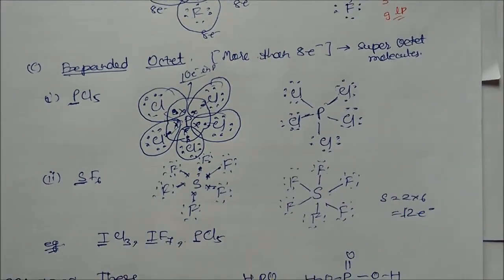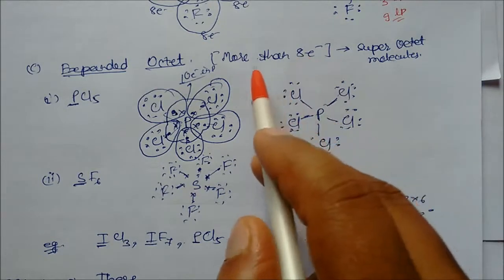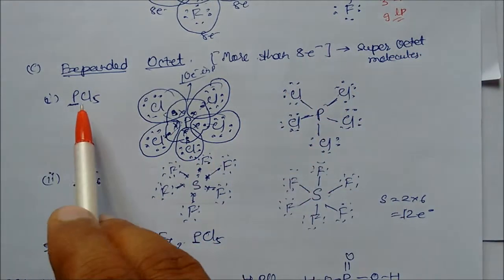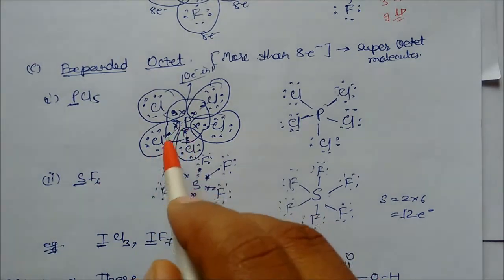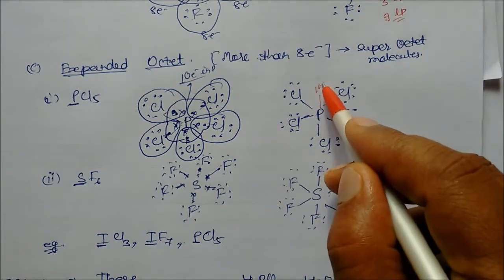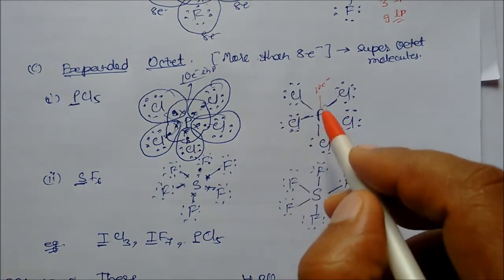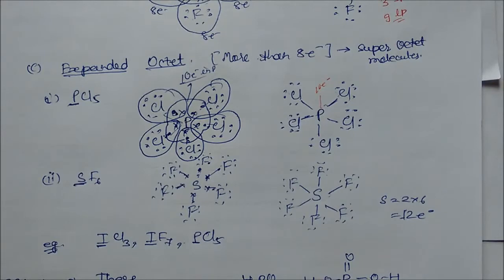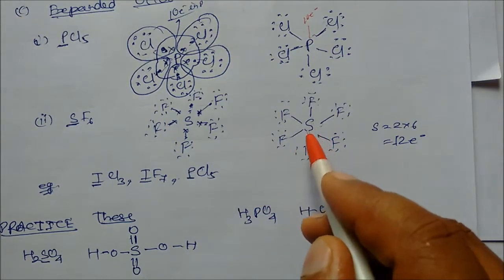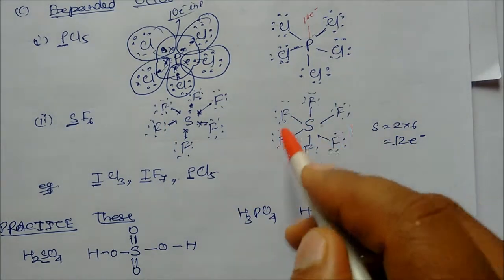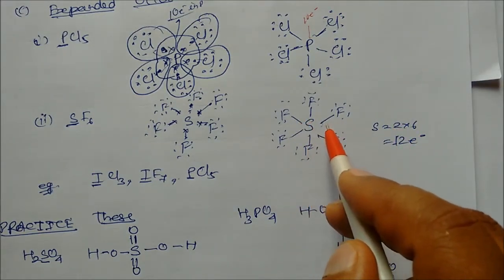Expanded octet means more than an octet, so they have more than 8 electrons. This type of molecule is called a super octet molecule. You can see PCl5: phosphorus has 5 electrons, and with 5 Cl, 5 into 2, 10 electrons. So this phosphorus has 10 electrons present in it, and each Cl has 8 electrons. So chlorine is not violating the octet rule, but phosphorus is violating the octet rule. Similarly for sulfur hexafluoride, sulfur shares its electrons with the 6 fluorine. So sulfur contains 2 into 6, 12 electrons. How many bonds? 6 bonds. Each bond consists of 2 electrons, so there will be 12 electrons.